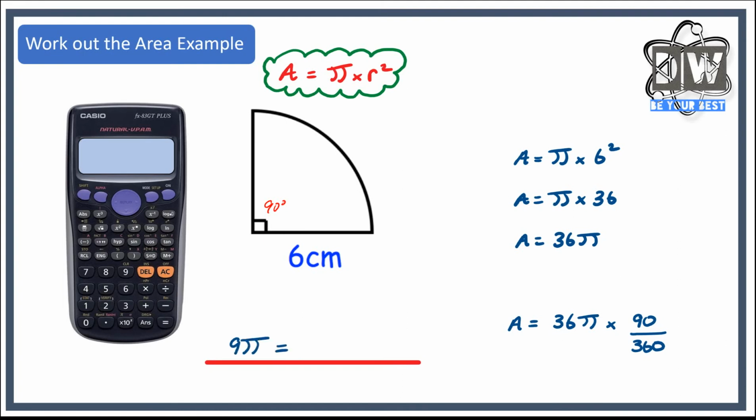Now, just to go through again, remember we would type 36, shift, pi, timesing by 90, fraction button, 360, and that would equal 9 pi. That, if we press the SD button, will give us an answer of 28.274. And remember, our answer will be centimetres squared, and to 2 decimal places, it'll be 28.27.